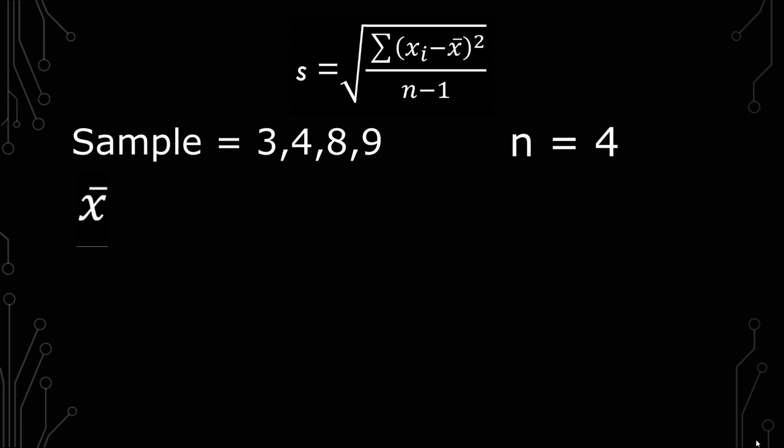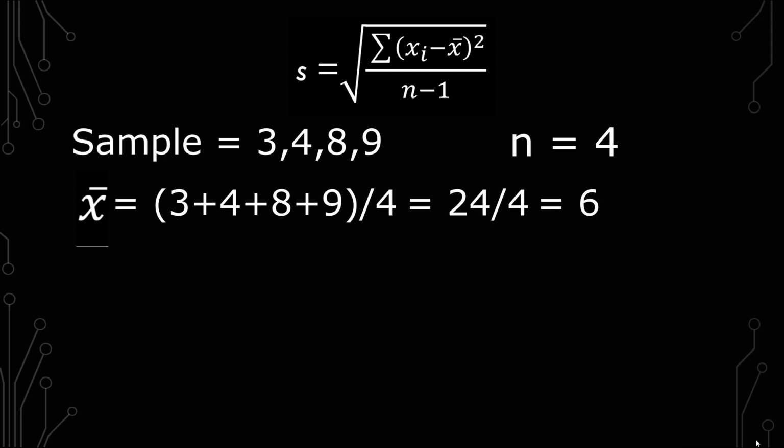All right, so the first thing we're going to do is calculate x bar, or the average, which is 3 plus 4 plus 8 plus 9 added all together divided by 4, which gives you 24 over 4, or 6.